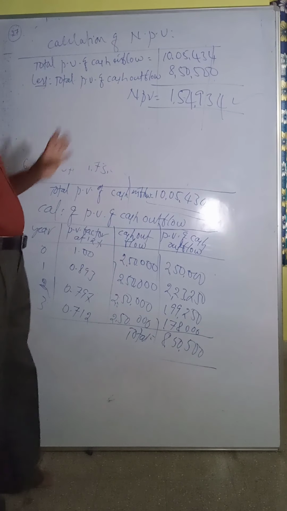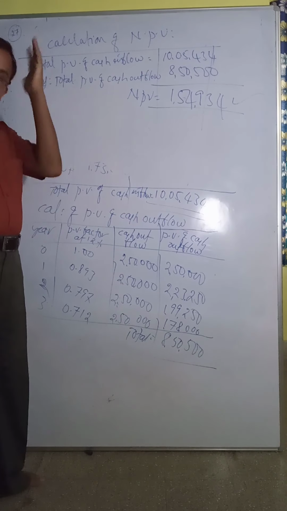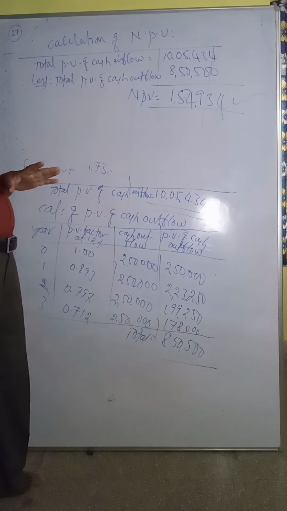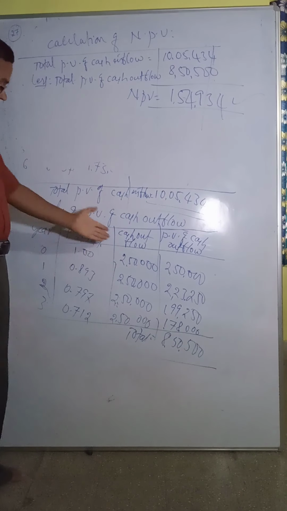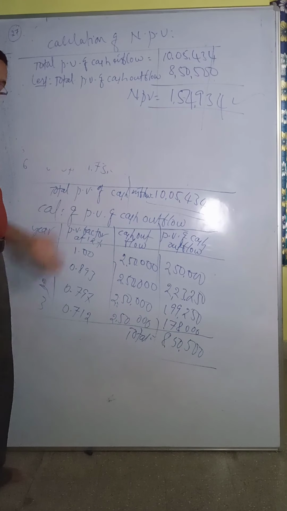So this is the question. If the cash outflow is given like this, 2,50,000, 2,50,000, 2,50,000, where the 10 lakh is divided into equal parts, 10 lakh over, then you do the cash outflow like this.